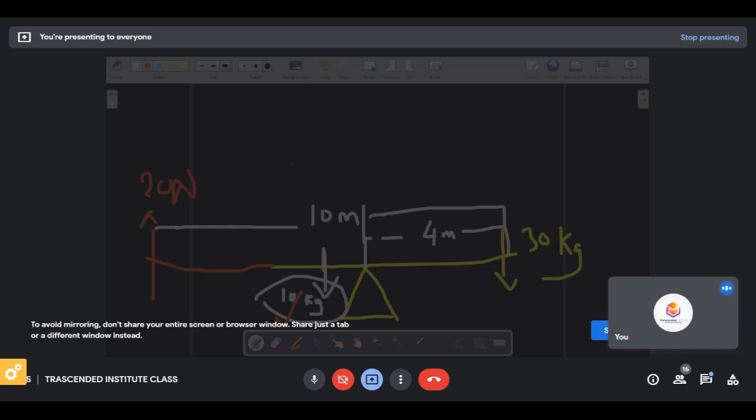Okay, let's try to identify the torques. So remember our pivot is there. There are some questions that may not have a pivot, and you have to come up with your own. You pick any point to be your pivot. Then you begin writing the torques in relation to that given point. In this case, the pivot is very clear. So let's write the torques in relation to the pivot.